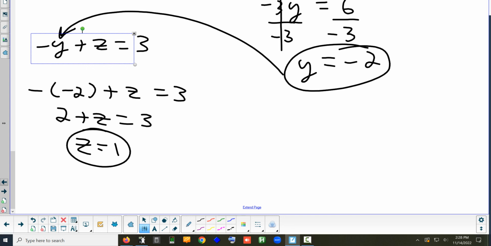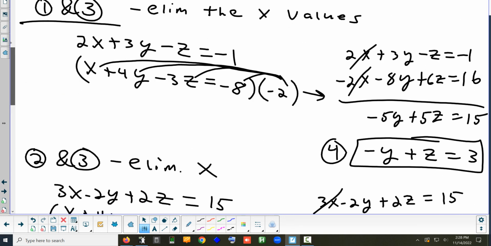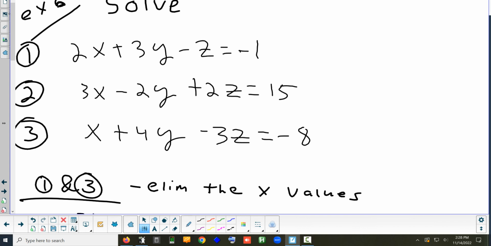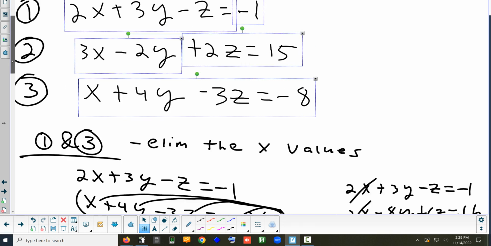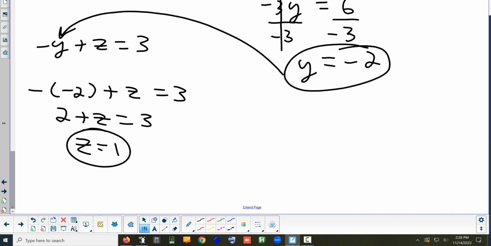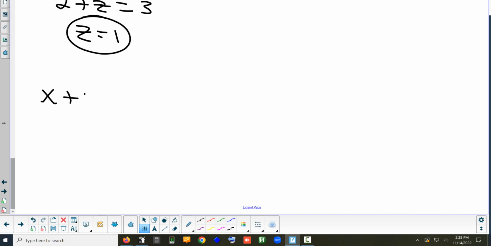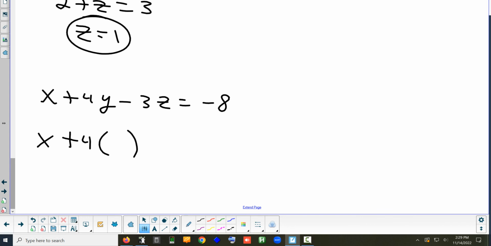Okay, so now we just have to go back and find x. So go back to one of the original problems. We can pick either equation. Let's say, you want to do the third one? Okay, so the third one already has x as just a 1, so that's kind of nice. So x plus 4y minus 3z. What was that equal to? Negative 8. X, we don't know. What do we get for y? Negative 2. Z I still have on the screen.